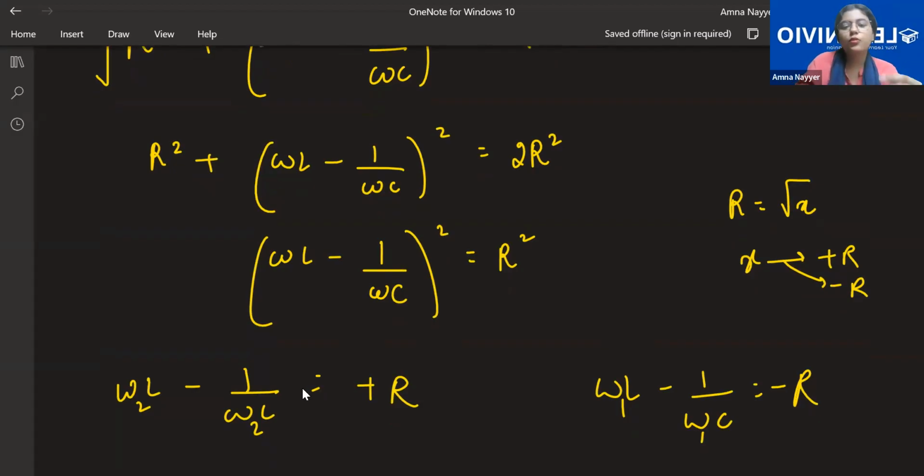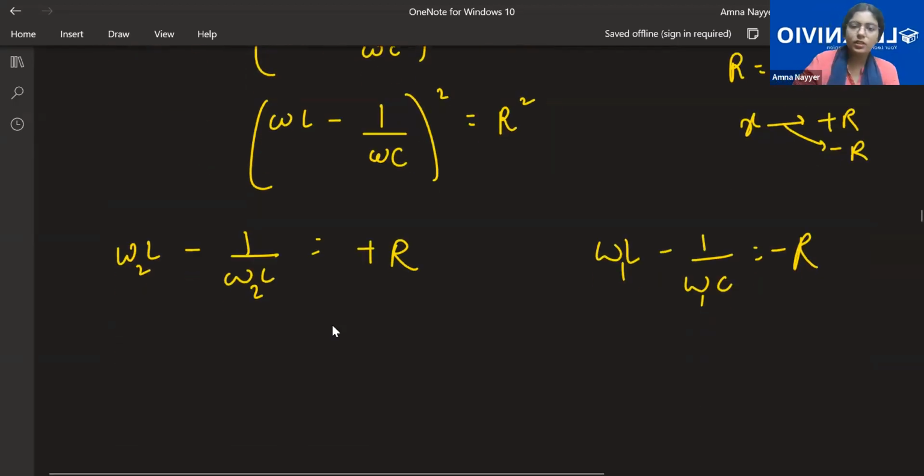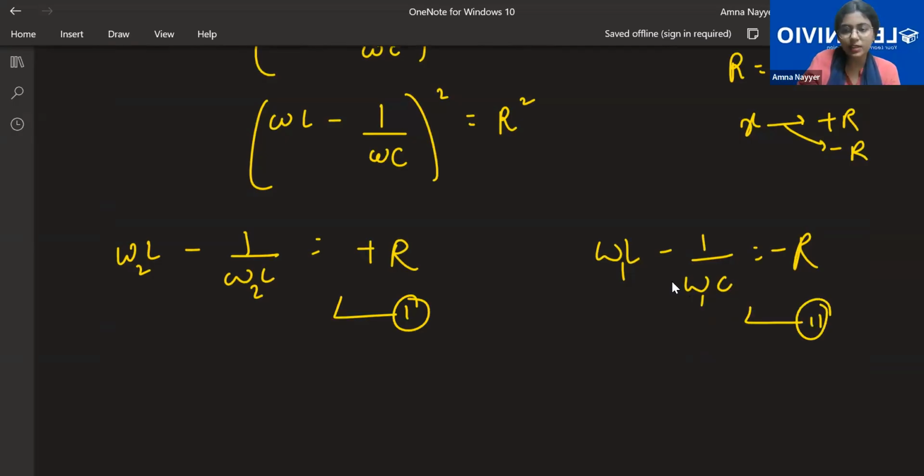Yes, ma'am. So what do we do? These are actually the two values of the frequency which we chose, omega 1 and omega 2. One I have marked as omega 2, one as omega 1. So these are your two main equations: this is the first equation and this is the second equation.